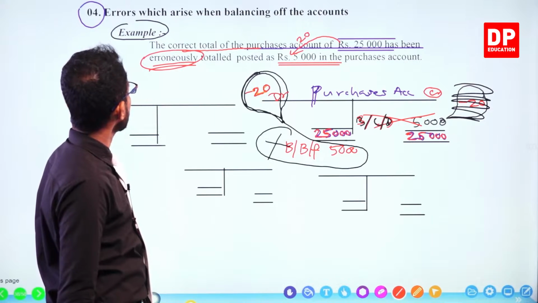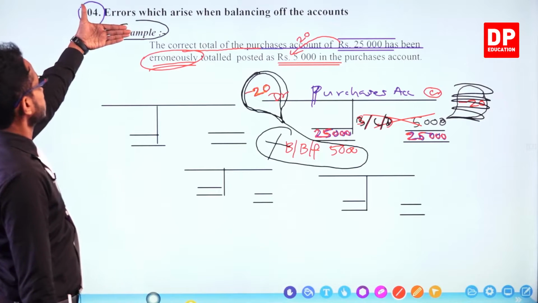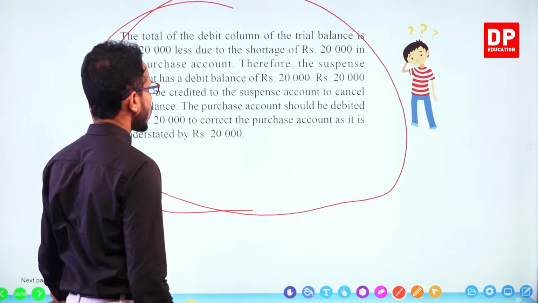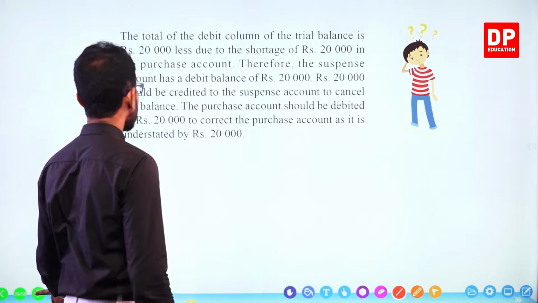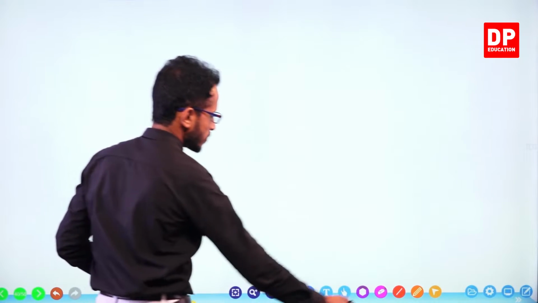Let's do another example for this type of error, for these errors which arise when balancing of accounts. I'm going to give you one more example. This is your example.